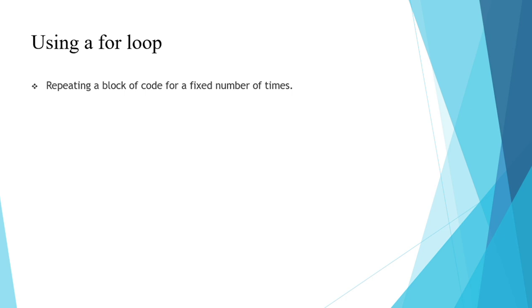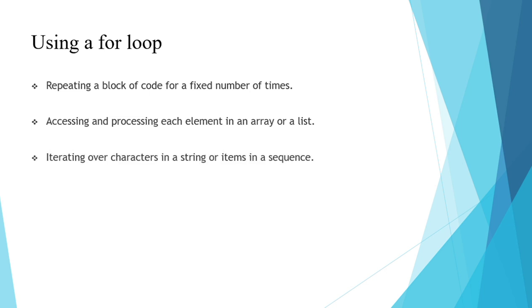Let me share some common scenarios where you'd use a for loop. Repeating a block of code for a fixed number of times. Accessing and processing each element in an array or a list. Iterating over characters in a string or items in a sequence. Running calculations or applying logic to a group of items. In short, if there's any task that involves repetition, a for loop is probably the best tool for the job.